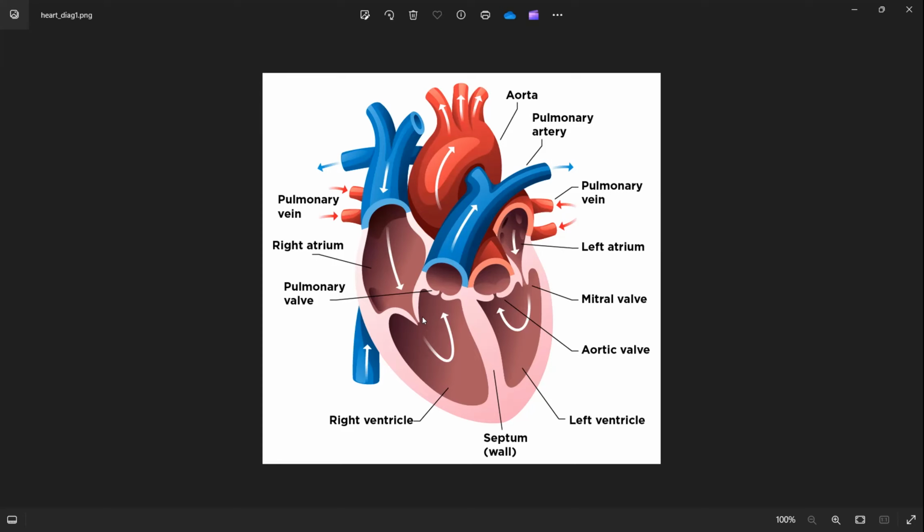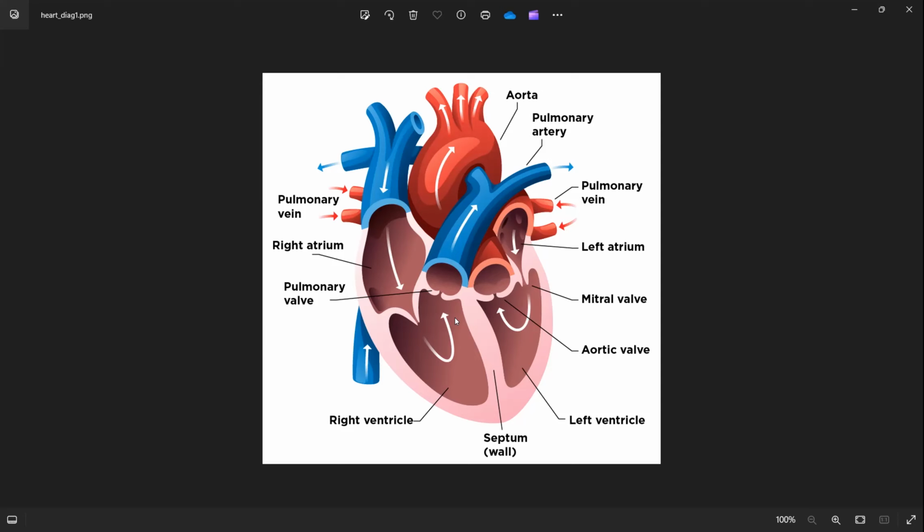You don't have to memorize everything. This valve only allows the flow in one direction, not in the other direction. Then from the left atrium, it will go to the lungs. Again, from the lungs, it will be collected to the left atrium, then to the left ventricle. From here, it will go to the aorta. We'll see the process gradually. Is this clear?